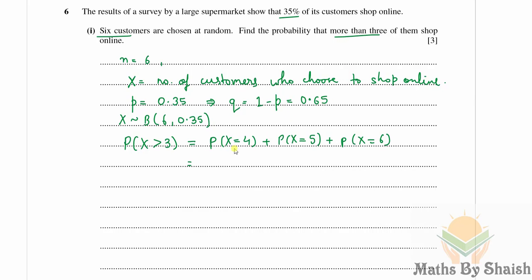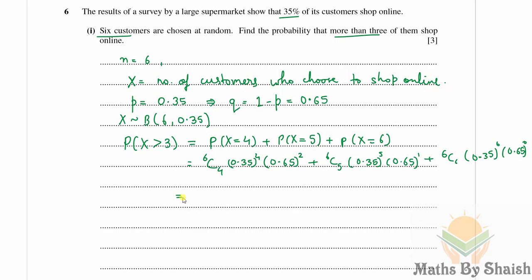So if we need to calculate the probability of x is equal to 4, it is going to be 6C4 and 0.35 to the power 4, and the remaining 2 will not shop, so it is 0.65 to the power 2, plus 6C5, 0.35 to the power 5 and 0.65 to the power 1, and the last, 6C6, 0.35 to the power 6 and no one shops offline, so it is 0.65 to the power 0.